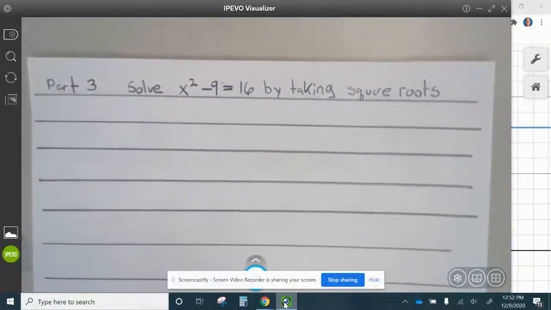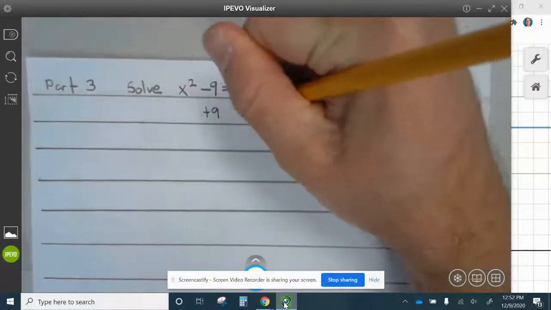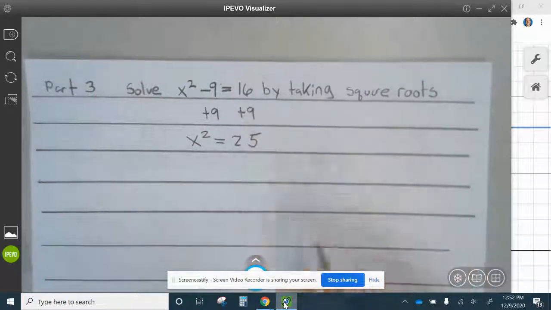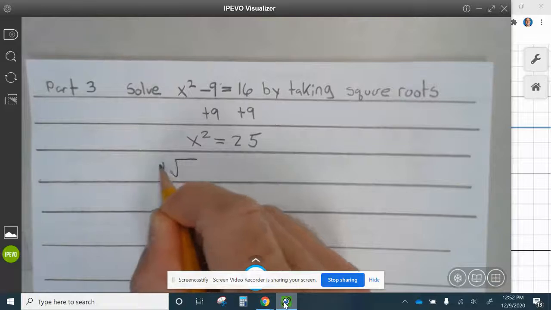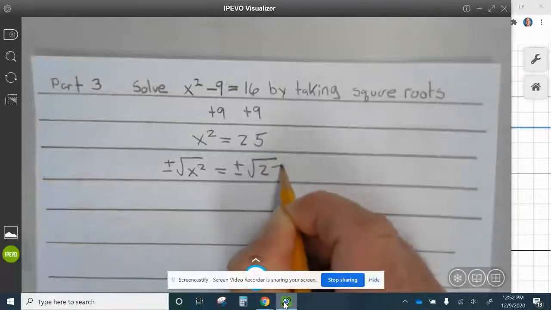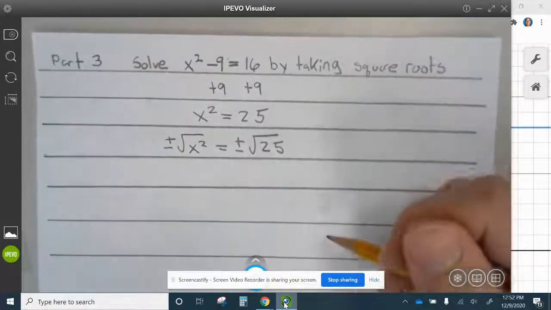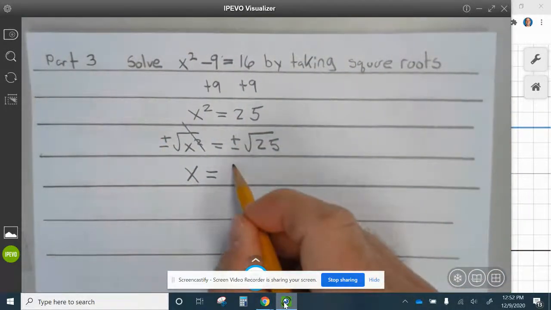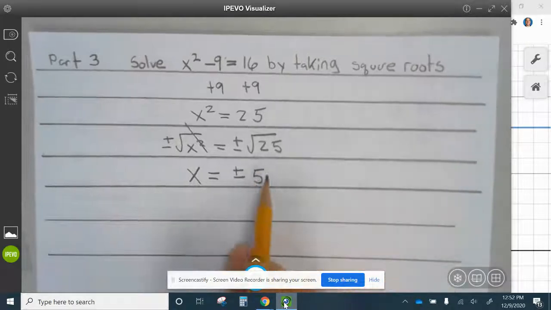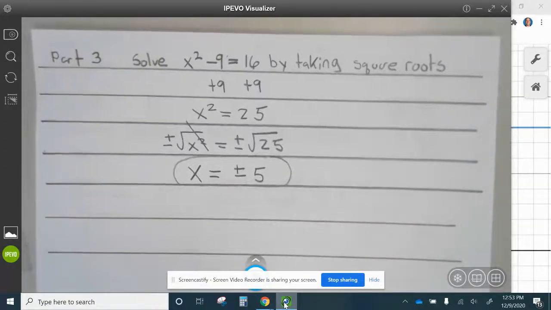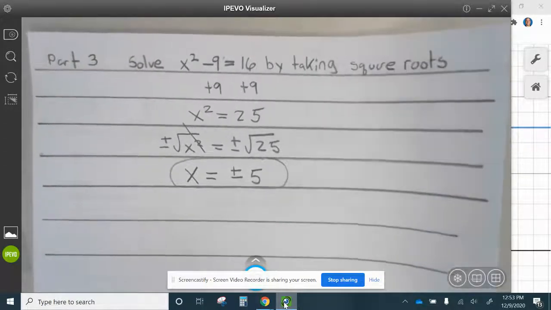Okay, part 3, we're going to solve x squared minus 9 equals 16 by taking square roots. So we're going to add 9 to both sides. So x squared equals 25. We're going to take the square root of both sides, so plus or minus. Okay, so when you take the square root of squared, that cancels, so you're left with x equals, the square root of 25 is 5, so that's plus or minus 5. All right, let's take a look at the next question.